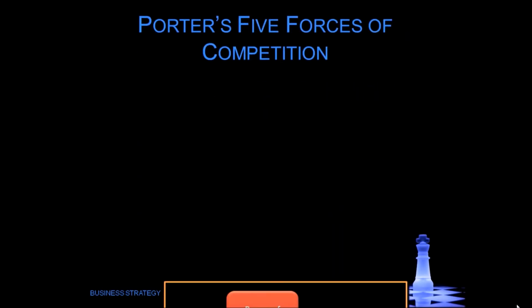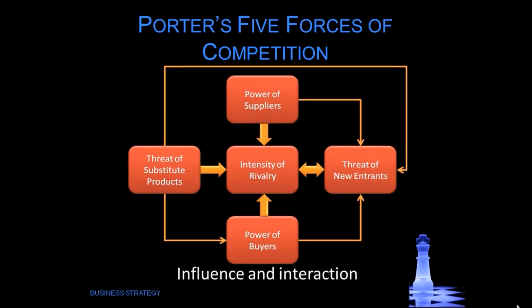So this is Porter's 5 forces of competition. Their influence and interaction. The power of suppliers, threat of new entrants, the power of buyers, and the threat of substitute products all interact with the intensity of rivalry. But you can also see that the power of suppliers will impact the threat of new entrants, and the threat of substitute products also interacts with the threat of new entrants. So you can see how they all interact. The plus 1, the power of donors, mainly acts the same way as the power of suppliers.